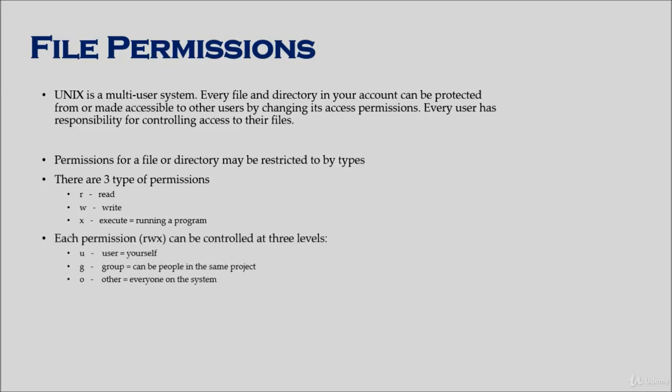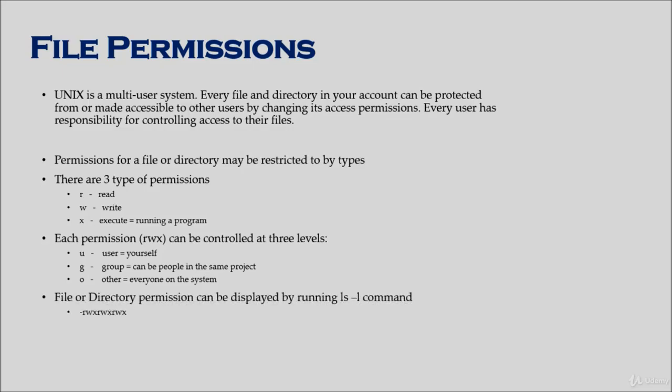Each permission, which is read, write, and execute, can be controlled at three different levels: at a user level, which is yourself; at a group level, which can be people in the same project or group or the same department; or others, like everyone else.